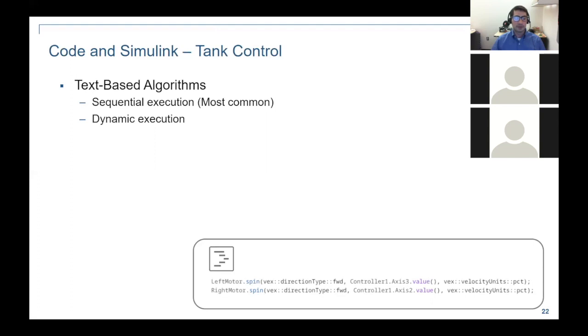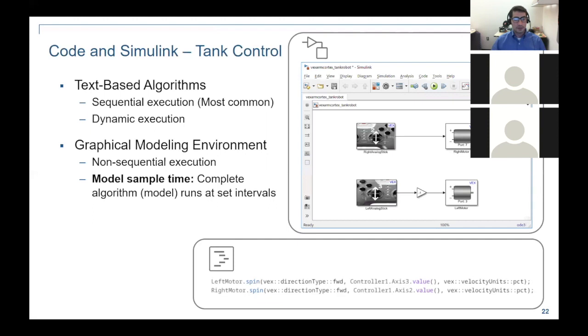The difference with something like Simulink, which is a graphical modeling approach, is that in Simulink, the models are non-sequential execution. What this means is that, as you can see in this Simulink model on screen, you have a couple of blocks in the canvas. You can connect the joystick directly to a motor, or in this case, invert the signal of the joystick to the left motor.